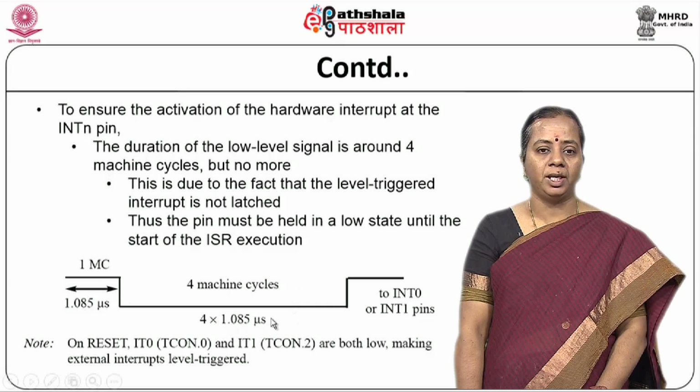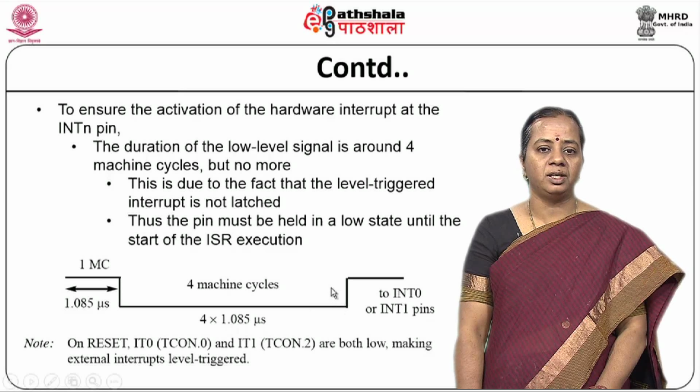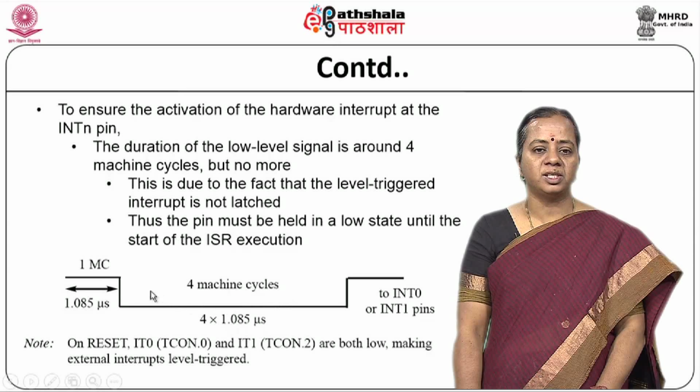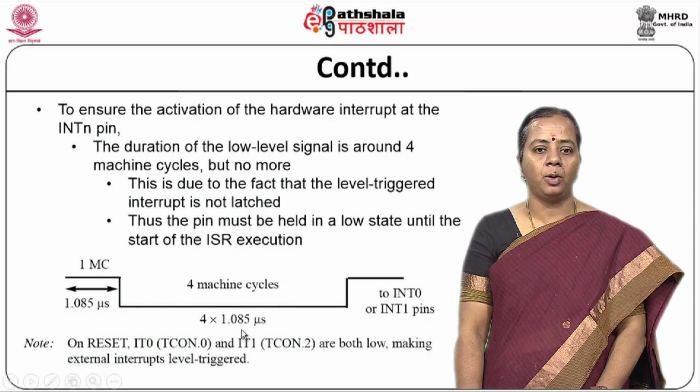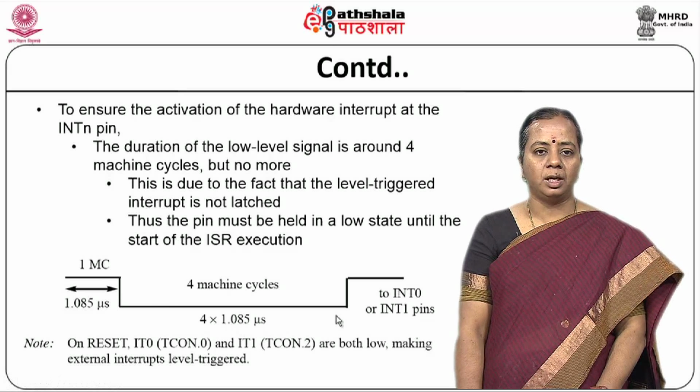If the 0 is maintained for 4 machine cycles, it is easy for the system to enable the interrupts. If it is only one cycle, it may miss that particular level trigger. So people provide it for 4 machine cycles, that means 4 into 1.085, approximately 1 microsecond each. So almost 4 microseconds it is maintained low, and only then the interrupt pin is recognized.